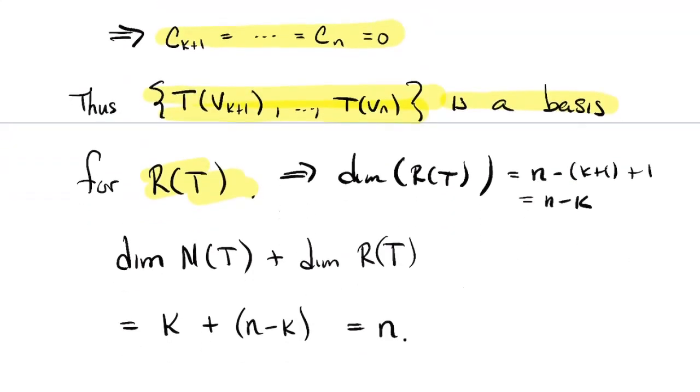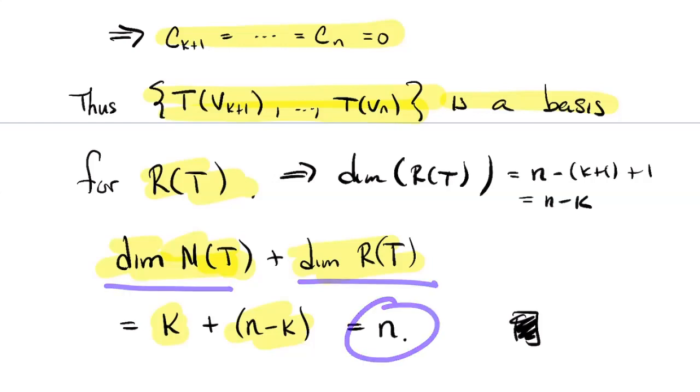Okay, well, we already said that there were k elements in a basis for the null space, so the dimension of the null space is k. The dimension of the range we just proved is n minus k, and k plus n minus k is n. Okay, so that's how you prove, or one way to prove, this dimension theorem. And now you kind of see why it's called the rank nullity theorem, because it's saying that the rank plus the nullity is equal to the dimension of the domain. Nice.